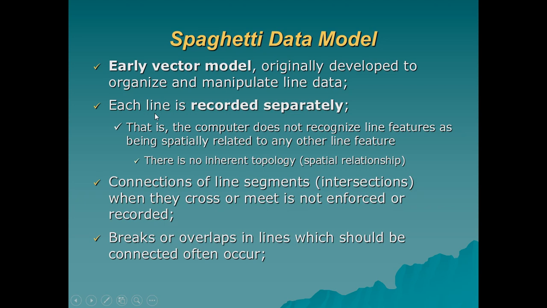In the spaghetti data model, each line is recorded separately. That is, the computer does not recognize line features as being spatially related to any other line. So in other words, if the lines cross each other and there's an intersection, the spaghetti data model could not recognize that. Therefore, what we say is there is no inherent topology, or in other words, spatial relationship between those features. So in the spaghetti data model, spatial relationship is absent.